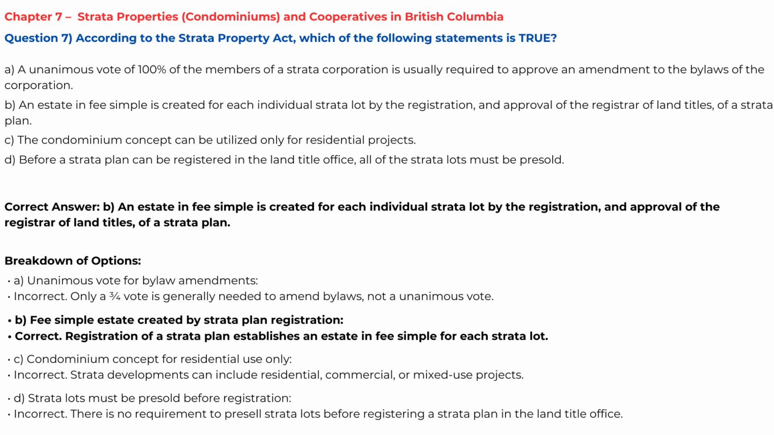Question 7. According to the Strata Property Act, which of the following statements is true? Correct answer. B. An estate in fee simple is created for each individual strata lot by the registration and approval of the Registrar of Land Titles of a strata plan. Breakdown of options. A. Unanimous vote for bylaw amendments. Incorrect. Only a 3/4 vote is generally needed to amend bylaws, not a unanimous vote. B. Fee simple estate created by strata plan registration. Correct. Registration of a strata plan establishes an estate in fee simple for each strata lot.